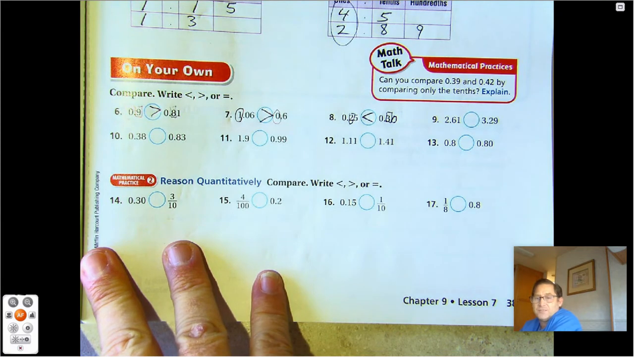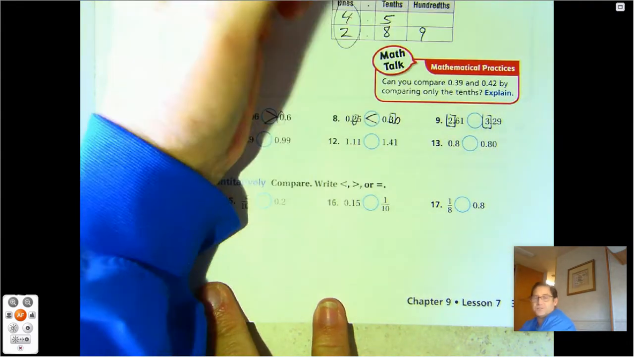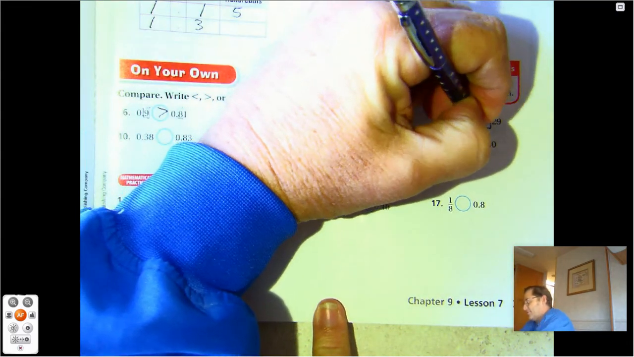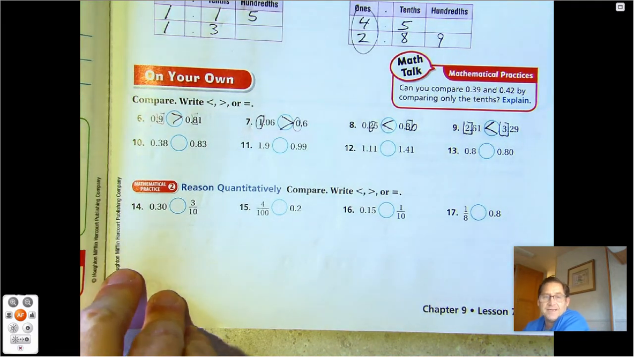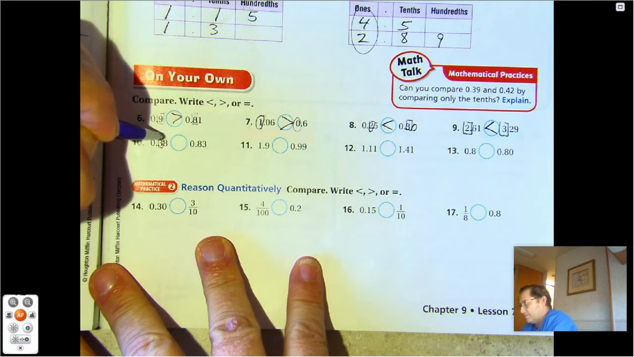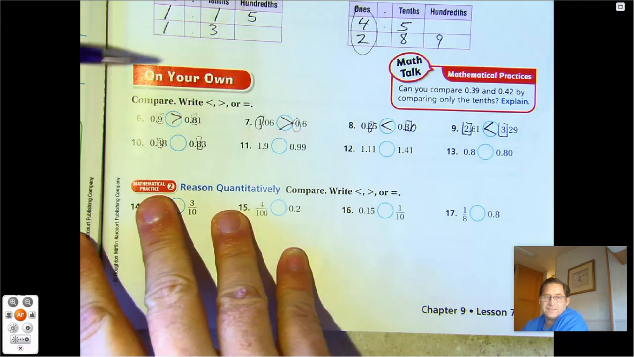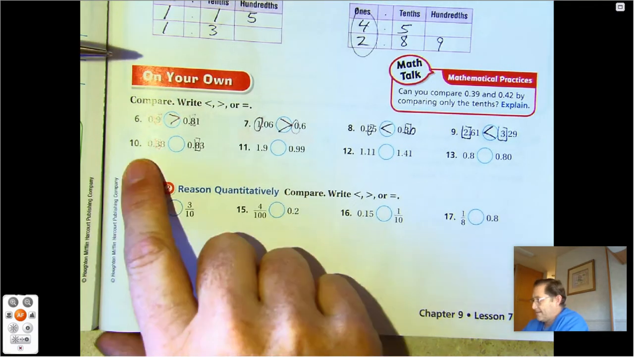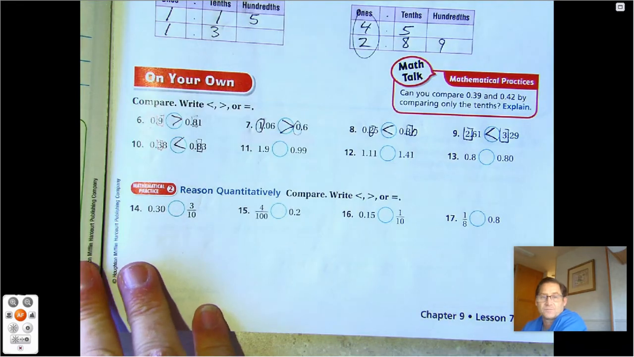2 and 61 hundredths compared to 3 and 29 hundredths. Well, look at the largest place value. 2 is less than 3. 38 hundredths compared to 83 hundredths. Compare the largest place value. The largest place value is the ones, and there's nothing there. So 3 tenths compared to 8 tenths. 3 tenths is less than 8 tenths.